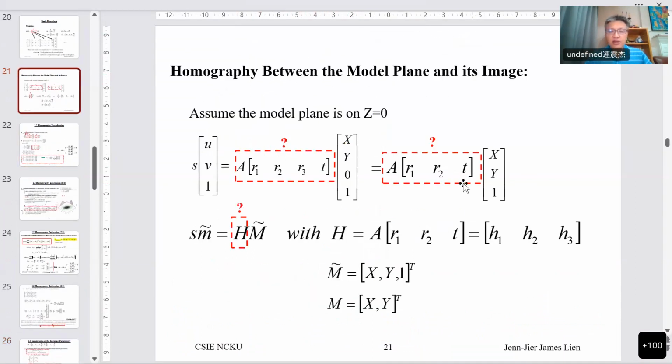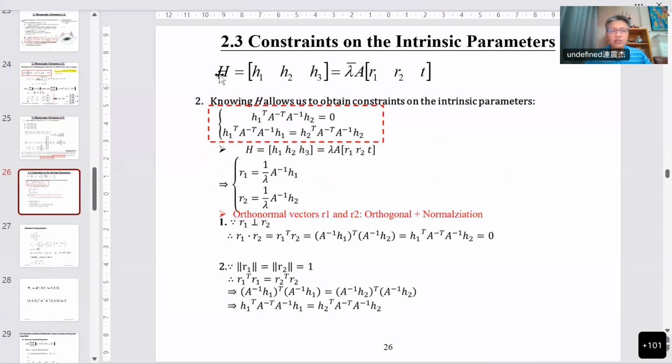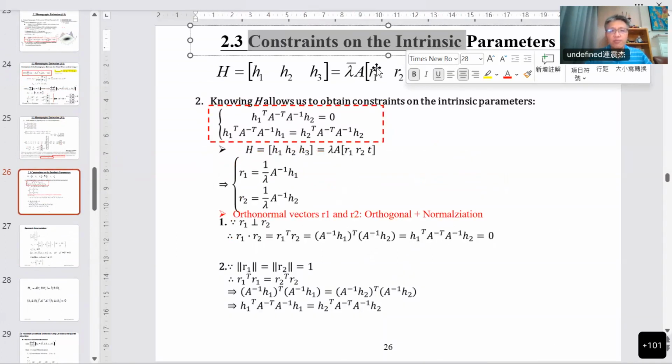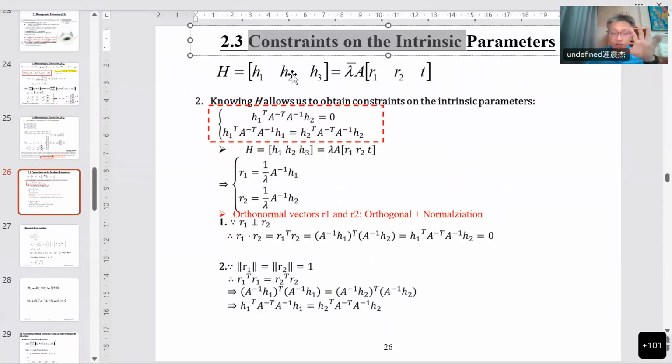See, this is H. H equals A times the extrinsic parameters R1, rotation R1, rotation R2, and T. So this is now here and here. We know H, we already solved H, so we can start to solve A and R1, R2, T.